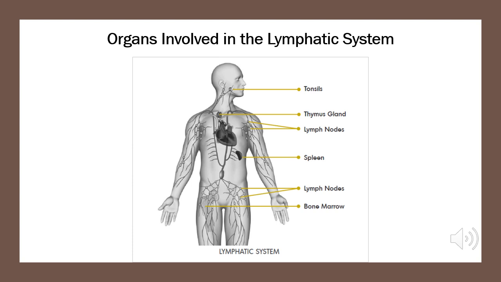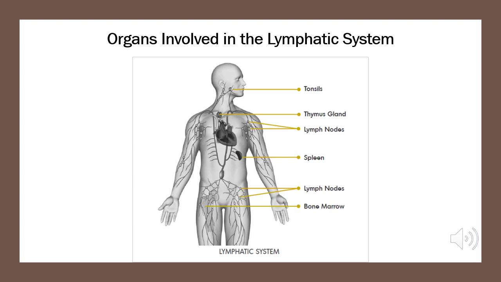Then we have the known lymph nodes. They serve as filter stations for the lymph of a certain body region and contain special cells of the immune system, the lymphocytes. Then we have the spleen. The spleen is an organ in the left upper abdomen. Its job is to process old and damaged blood cells and microorganisms.